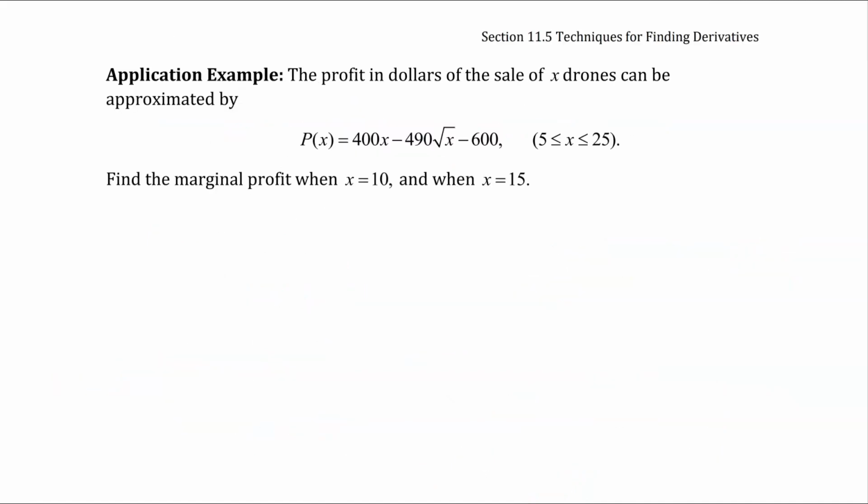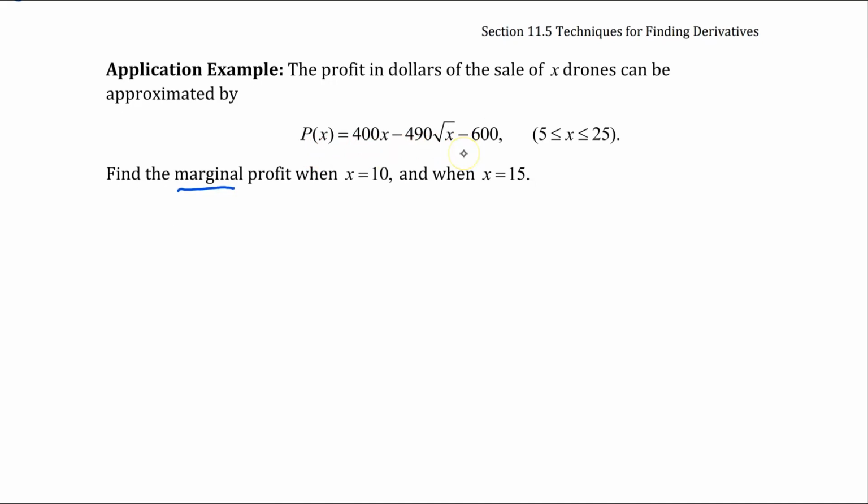Next example. The profit in dollars of the sale of X drones can be approximated by this function here. This is your profit function. Find the marginal profit when X is equal to 10 and when X is equal to 15. So marginal profit means we need to differentiate our profit function. The profit function is already given, so let's go ahead and find P prime of X. And then after that, we evaluate the derivative at X equals 10 and then at X equals 15.